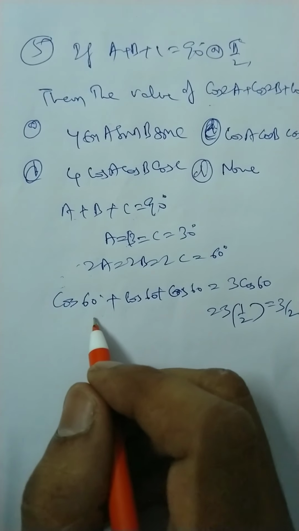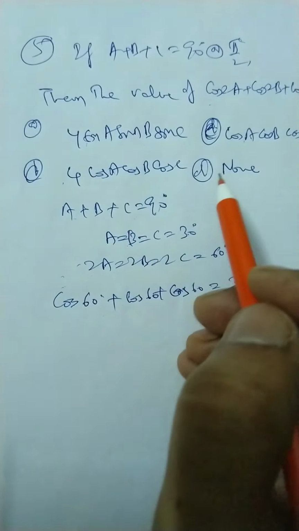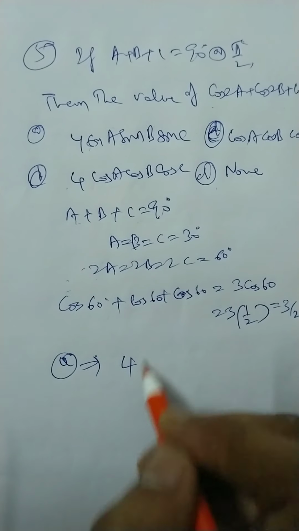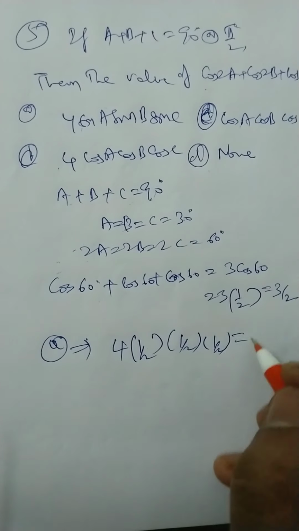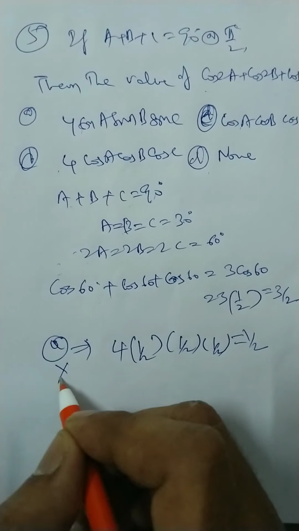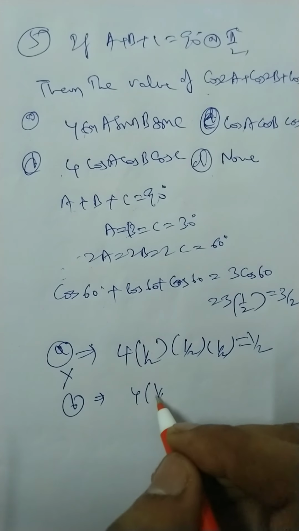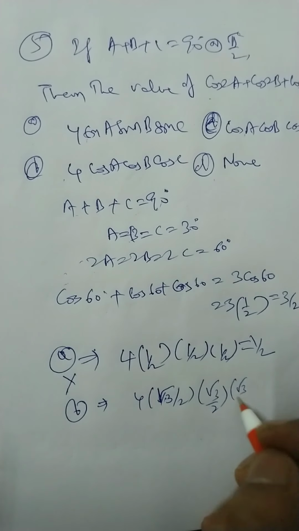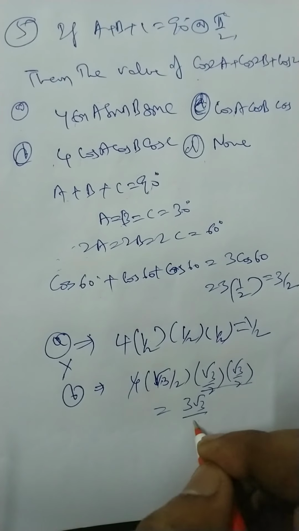Now use the values a equal to b equal to c equal to 30 in option A, option B, option C, and option D is none. Substituting in option A, sine 30 is 1 by 2, sine 30 is 1 by 2, sine 30 is 1 by 2, so the answer is 1 by 2, which is not meeting our answer 3 by 2. Go for option B. Again 4 into cos 30, root 3 by 2, root 3 by 2, root 3 by 2. So 2 into 4, 4 cancel, root 3 into root 3, this is 3 root 3 by 2.